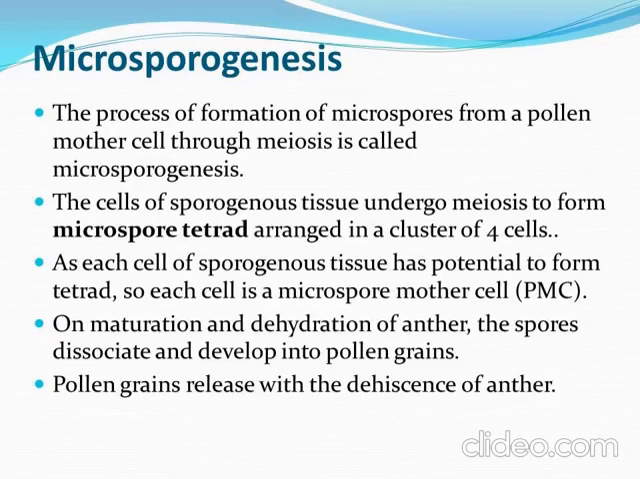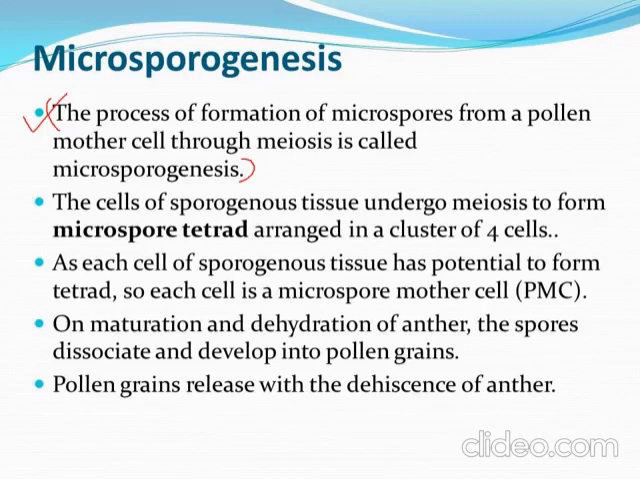So the first point is the process of formation of microspores from a pollen mother cell through meiosis is called microsporogenesis. This is one of the most defined ways of describing microsporogenesis. If you have to describe it in a very short way, this will be the most appropriate way to explain it. The process of formation of microspores from a pollen mother cell through meiosis is called microsporogenesis.